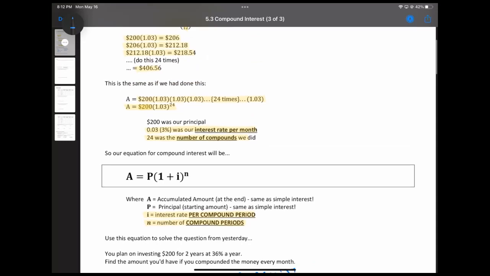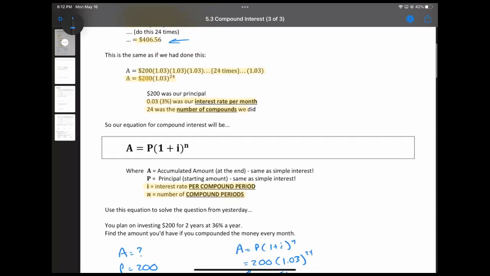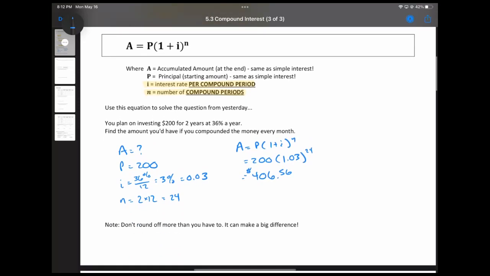did we actually write down? Yeah, there we are, $406.56. And I would say that that is a heck of a lot faster than doing it one compound period at a time. And that was only 24 compound periods.